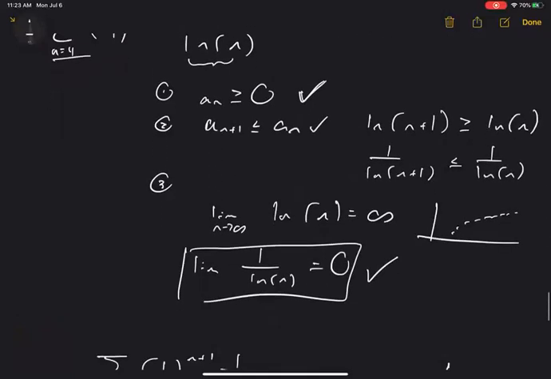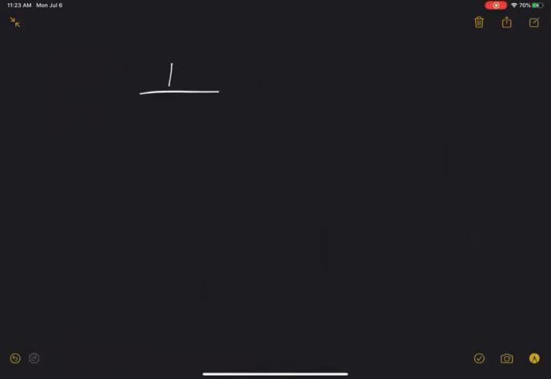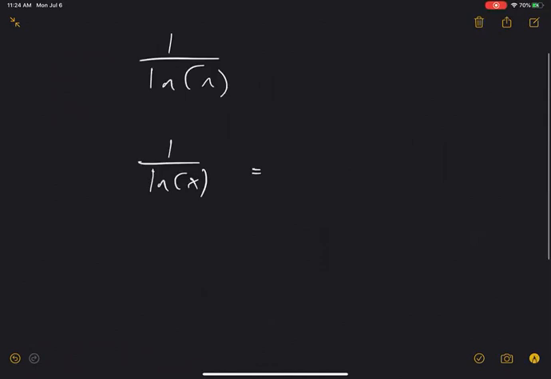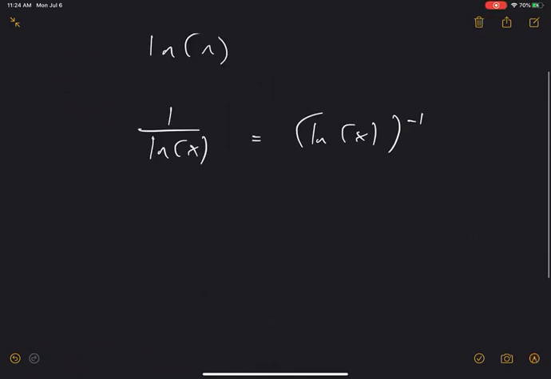Now, how can I show rigorously the second point, that something is decreasing? I kind of gave a verbal argument here, but if we wanted to do it very rigorously, how would we do it? How can I show that 1 over ln of n is decreasing, meaning a_(n+1) is less than or equal to a_n? How you do that is turn this into a function of x. And I could rewrite this as ln of x to the power of -1, right? And then take its derivative.